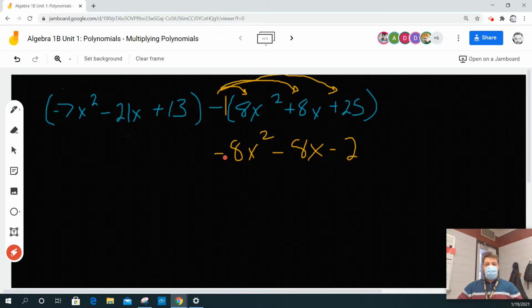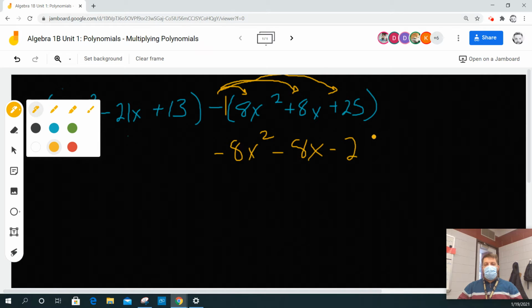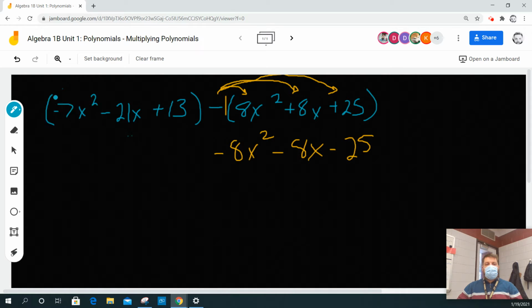I distribute it. That gives me a negative 8x squared. Negative 1 times positive 8x is a negative 8x. And then negative 1 times a positive 25 gives me a negative 25. Okay? Then on the left-hand side, I don't need parentheses anymore because I'm not multiplying the terms inside by anything outside. So I can just write that down like this.